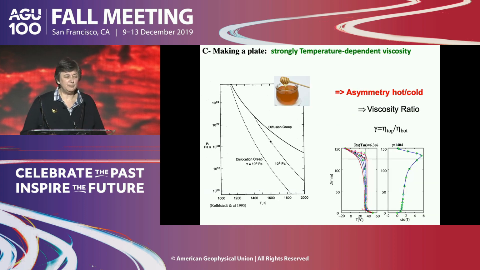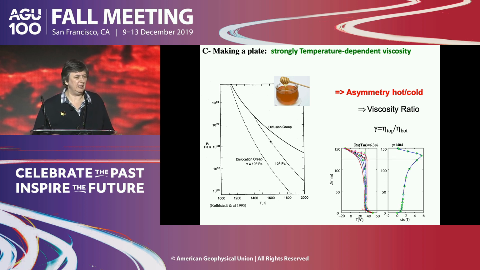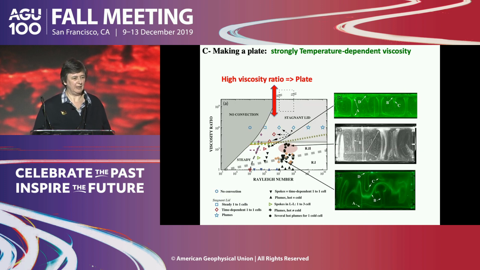But how to make a plate? Well, you have to consider that the viscosity of the mantle depends very strongly on temperature, and so a cold temperature means a very high viscosity fluid. So it introduces an asymmetry between hot and cold currents that you can measure by the viscosity ratio. If you increase the viscosity ratio, you still have hot plumes, but your cold boundary is going to have less and less potential to flow.